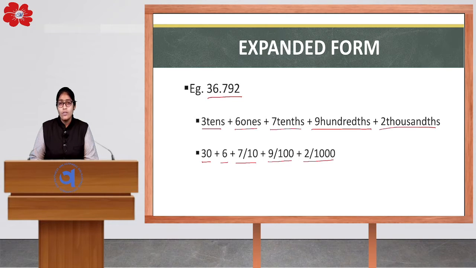Now this can also be represented as 30 plus 6, and 7 by 10 can be written as 0.7. Similarly, 9 by 100 can be represented as 0.09. And lastly, 2 by 1000 can be represented as 0.002. So this is how you can expand any decimal number.